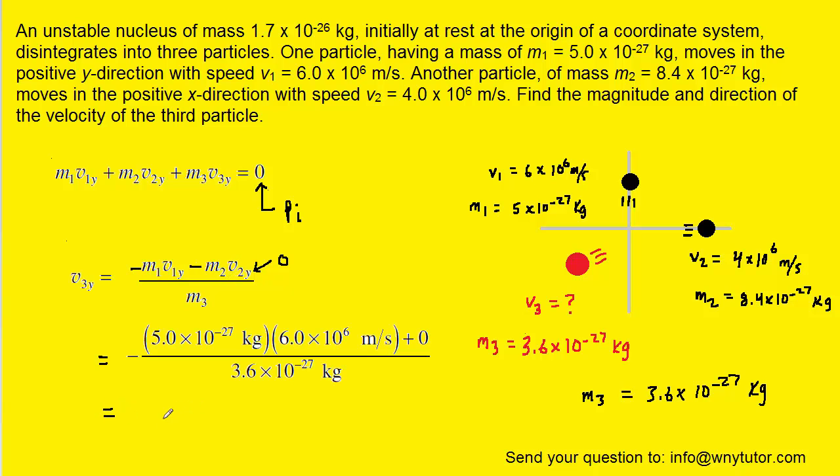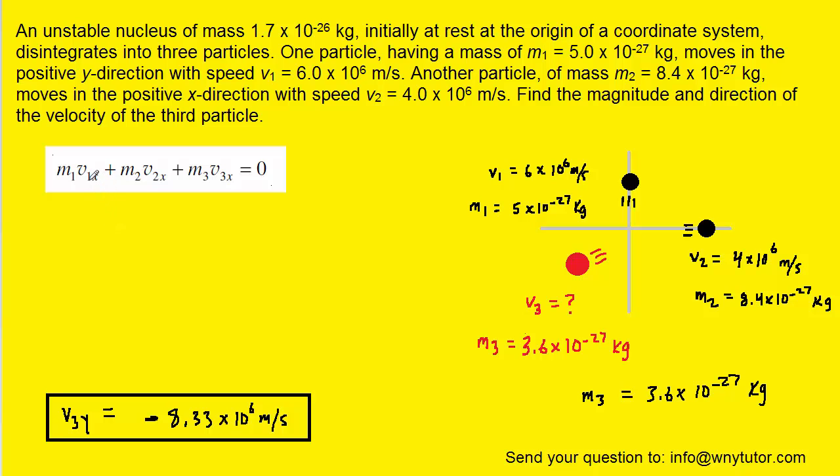And when you compute that, you should get roughly negative 8.33 times 10 to the positive 6th meters per second. Notice that the negative sign indicates that particle 3 is moving downward in the y direction. We'll say more about that in a moment. This is going to be, again, the velocity of particle 3 in the y direction, but we also have to find the velocity in the x direction. So we're going to go through the conservation of momentum again, but this time we'll be doing this in the x direction.